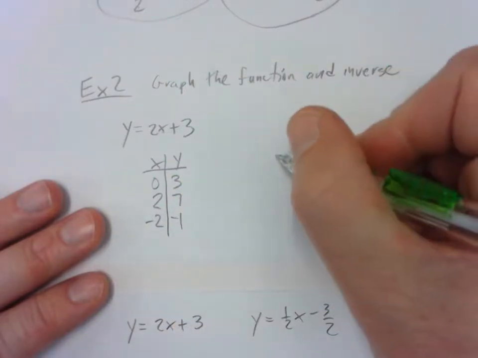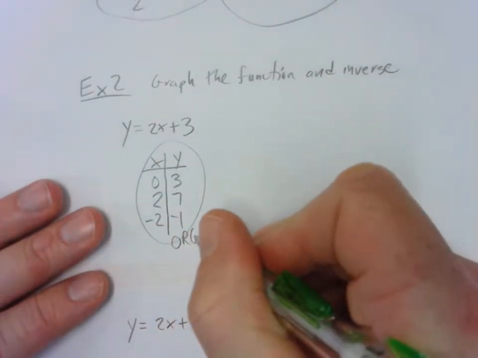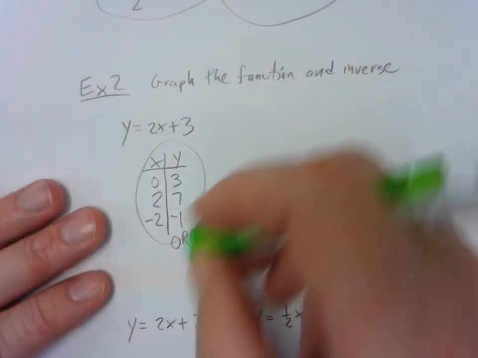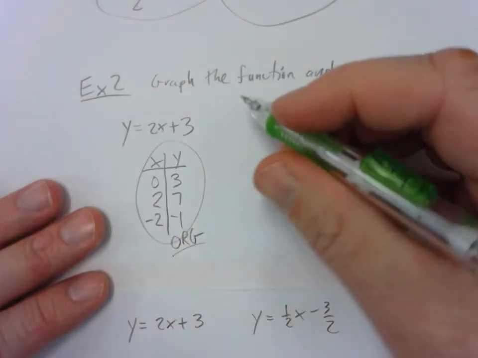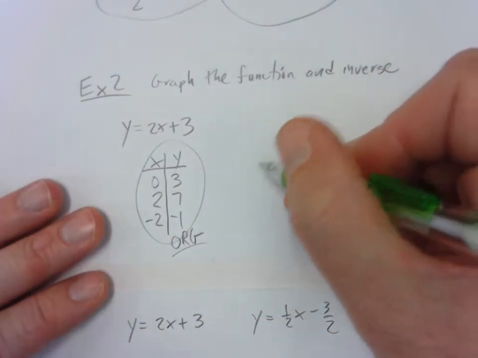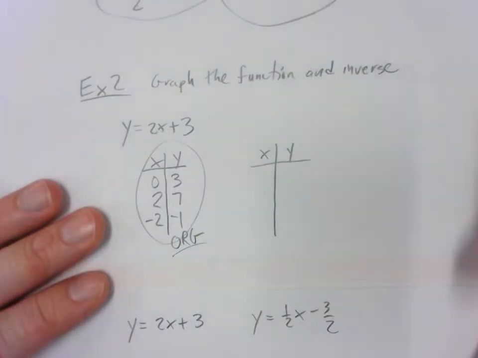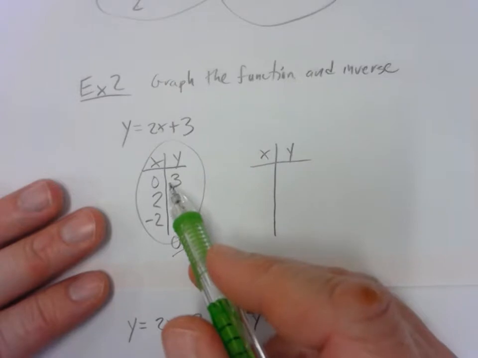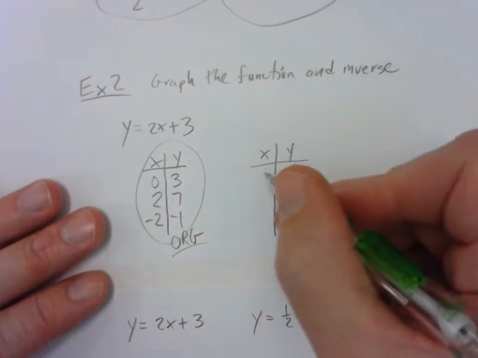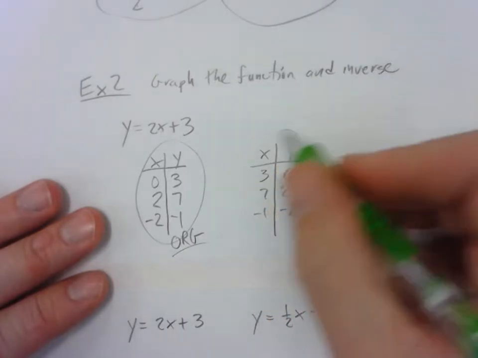Well, guess what? I now have the original. The original looks like org, I guess. I always abbreviate original that way, it's okay. That's the original. And then I already know the inverse table. So I can go x and y, and I have the inverse table instantly, because how do you take the inverse? Well, you make the input the output, and the output the input. So it's (3, 0), (7, 2), (-1, -2). That's the inverse table.